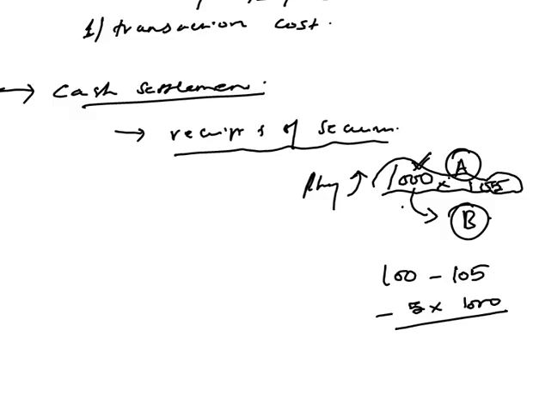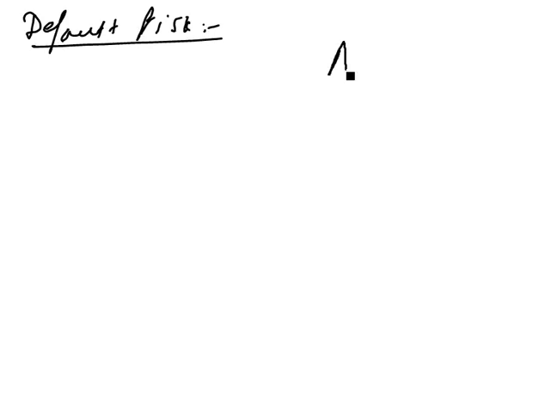Now let's talk about the default risk in the case of forward contracts. What happens is there is one party A, another party B. They are meeting in the over the counter market, and they are having their own private negotiations.